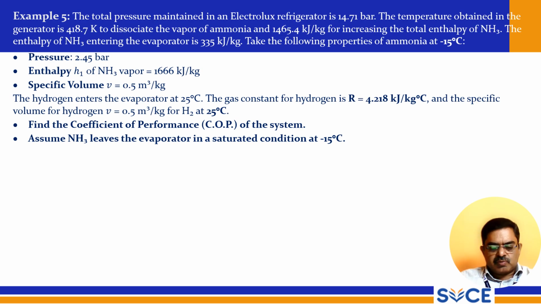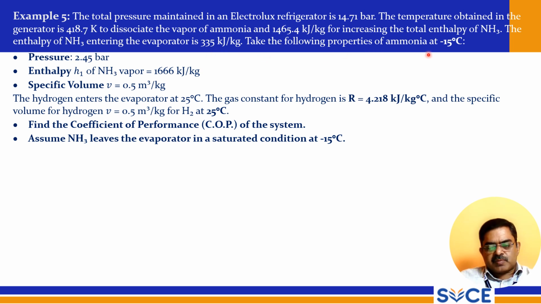So we see one more problem on this. The total pressure maintained in the Electrolux refrigerator is 14.71 bar. The temperature obtained in the generator is 418.7 Kelvin. To dissociate the vapor of ammonia, 1464.4 kilojoules per kg is needed for increasing the total enthalpy of ammonia. The enthalpy of NH3 entering the evaporator is 335 kilojoules per kg.